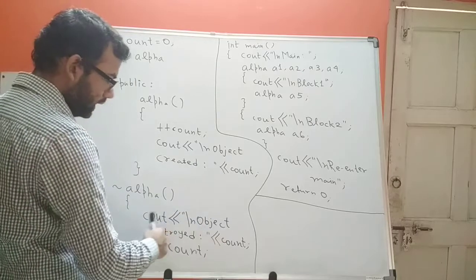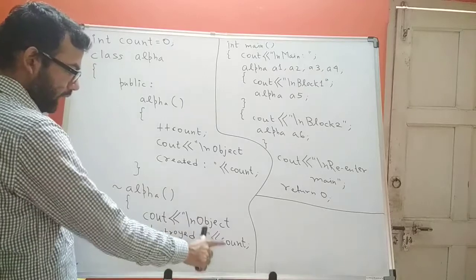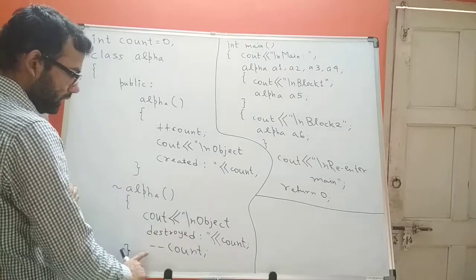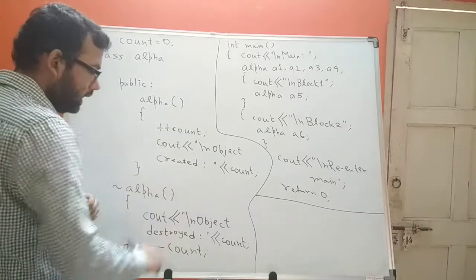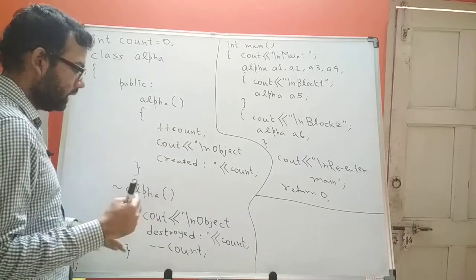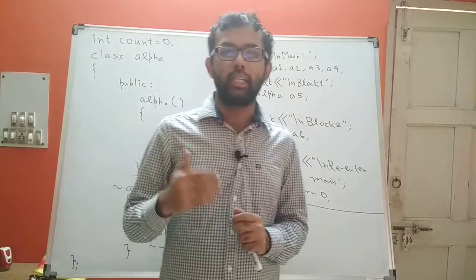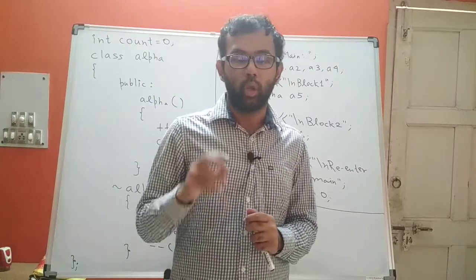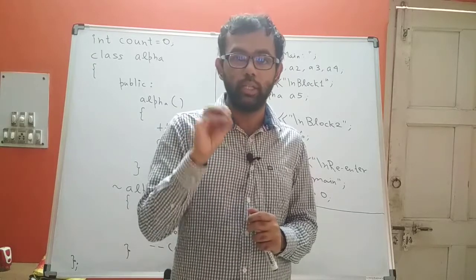So here I am saying that object is destroyed, and I am printing the value of count. And after the value is printed, I am decrementing the value of count by 1. So here the value of count is incremented by 1. Here the value of count is decremented by 1. This value of count keeps a track of the object number which is currently being worked with, not the number of objects.